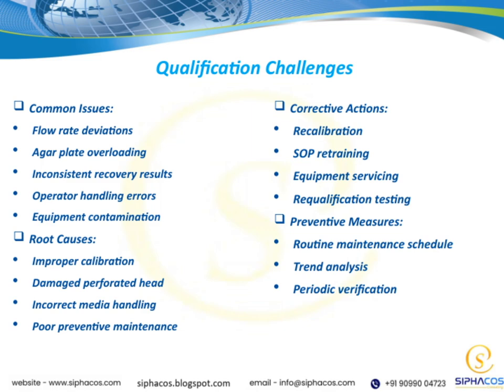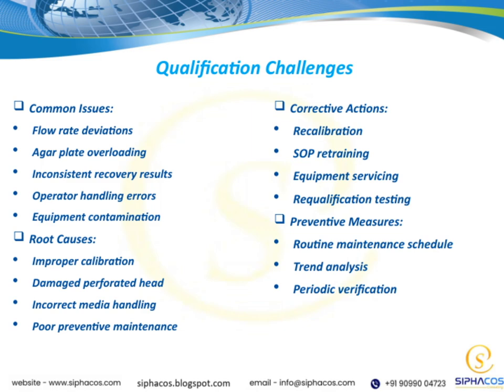When we look at qualification challenges, we often encounter issues like flow rate deviations, which can impact the quality of our results. Overloading agar plates can interfere with proper growth, and inconsistent recovery results can lead to unreliable data. Operator handling errors are another common source of variability, and equipment contamination can compromise the integrity of our tests.